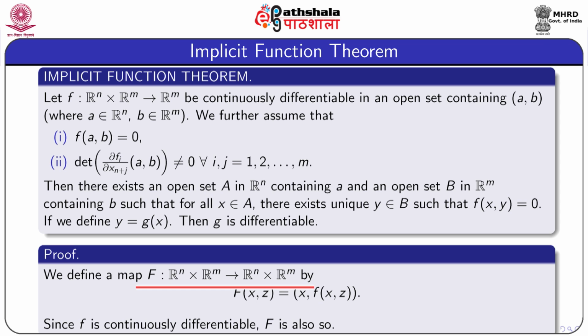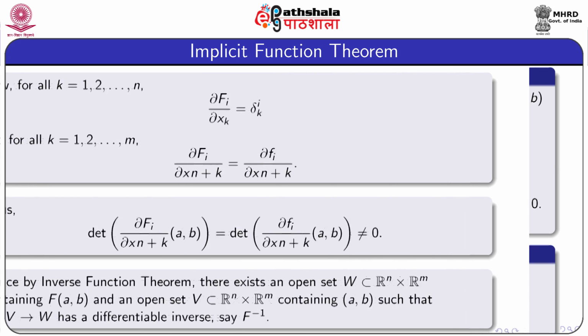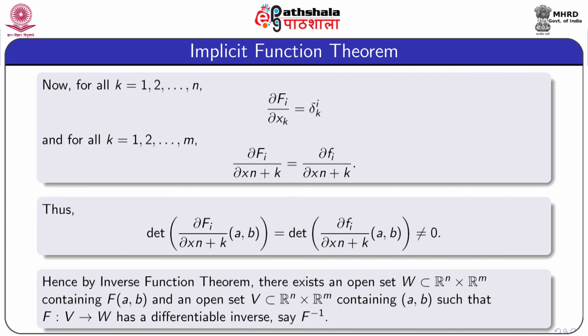Proof: we define a map capital F from Rn cross Rm to Rn cross Rm by F(x, z) equal to (x, small f(x, z)). Since small f is continuously differentiable, capital F is also. Now, for every k from 1 to n, we find that del F i by del x k is the Kronecker delta i k, and for k equal to 1 to m, del F i by del x n plus k equals del f i by del x n plus k. Thus, the determinant of del F i by del x n plus k at (A, B) equals the determinant of del f i by del x n plus k at (A, B), and that is non-zero.